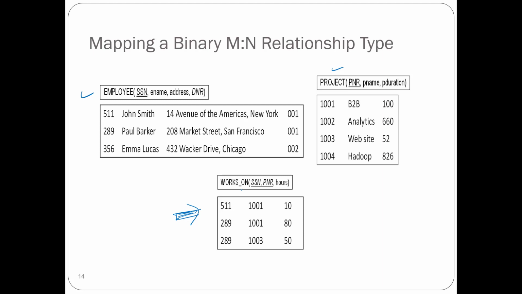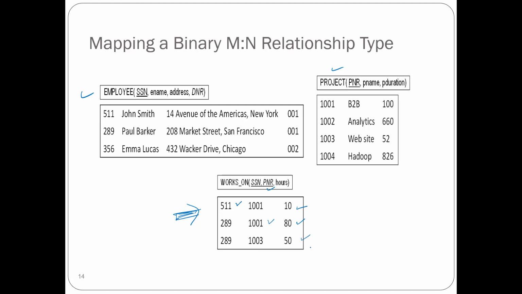Okay, so in works on, we have the social security number of the employee followed by the project number and hours. So 511 means John Smith, 1001 is B2B. So John Smith is working on B2B for 10 hours. 289 is Paul Barker. Paul Barker is working in B2B for 80 hours. And again, Paul Barker is also working on 1003, which is websites, for 50 hours, right?